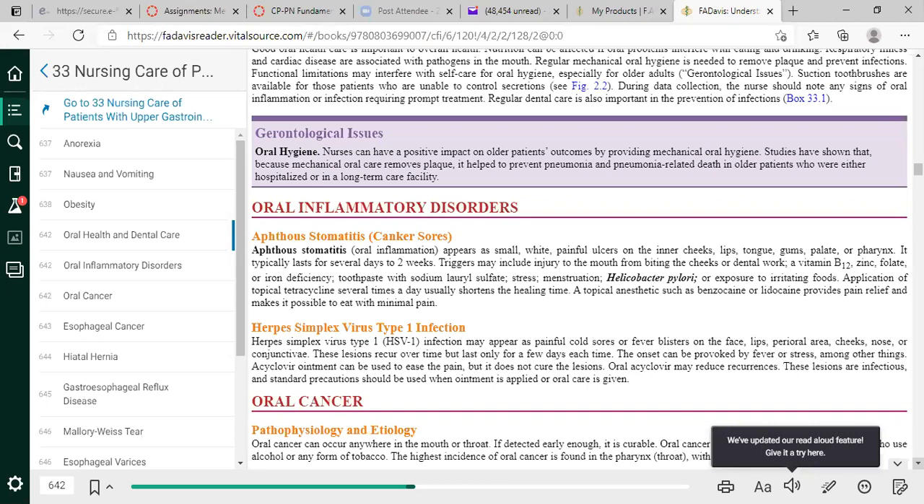And COVID is a viral infection. So antibiotics will not treat anything viral. Antibiotics will only treat bacterial infections.